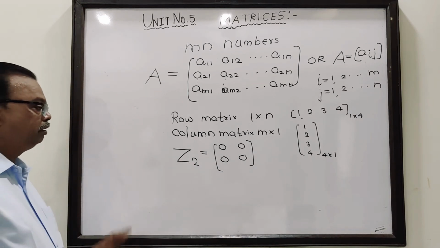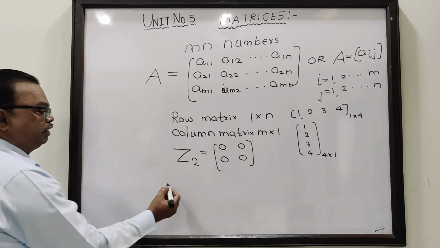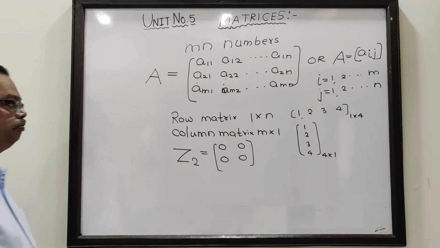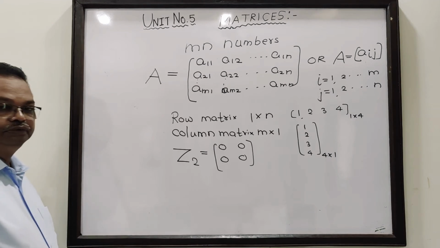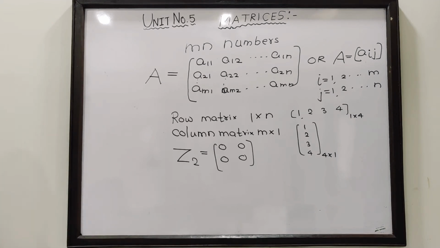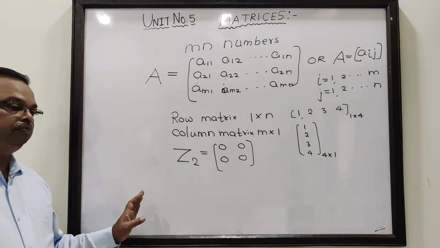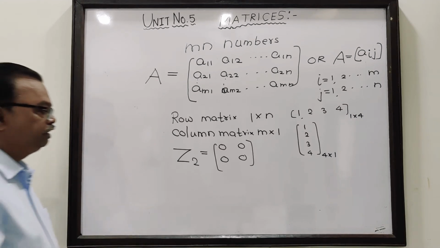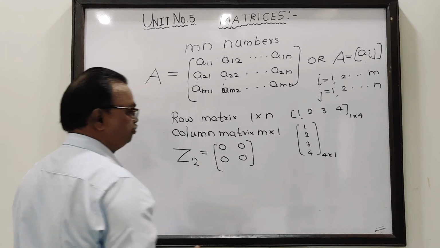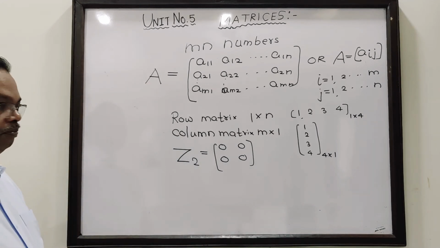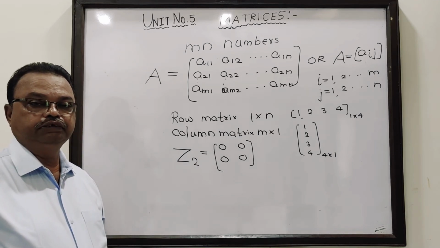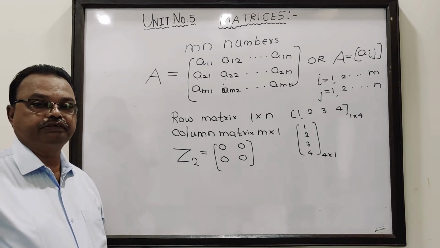Okay. Then, what is a square matrix? Square matrix and rectangular matrix. If in a given matrix the number of rows is equal to the number of columns, then it is called a square matrix. If the number of rows is not equal to the number of columns, then it is called a rectangular matrix.